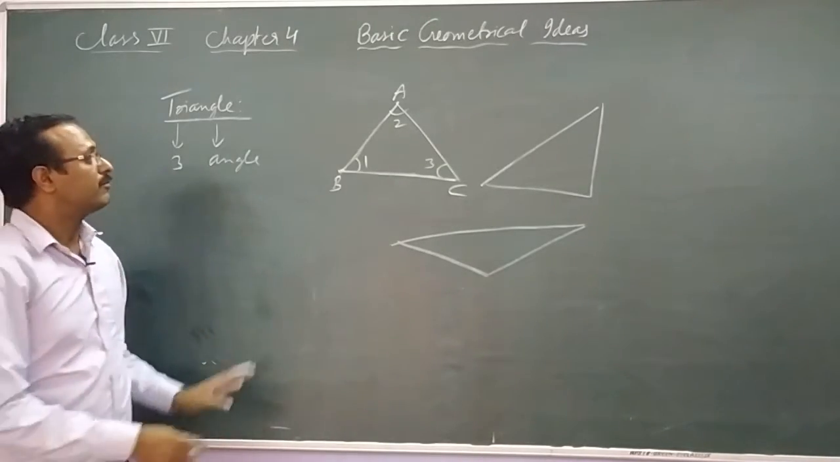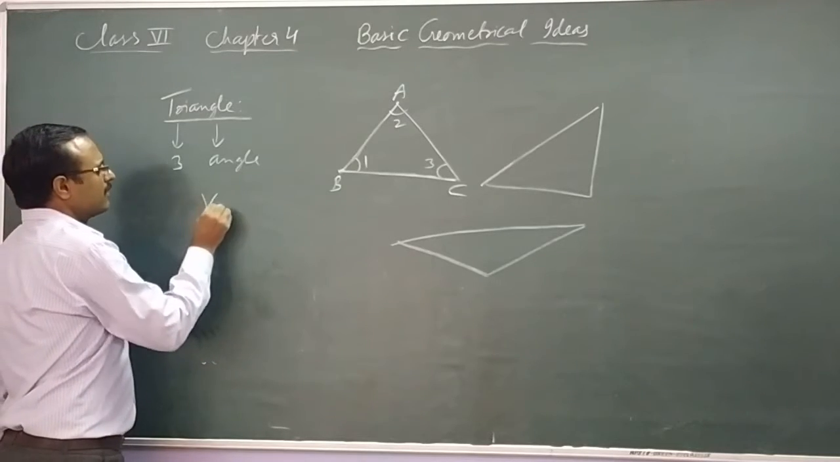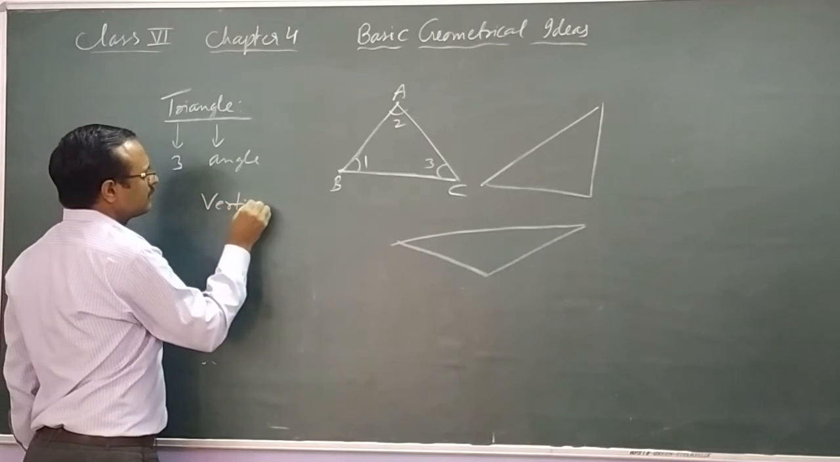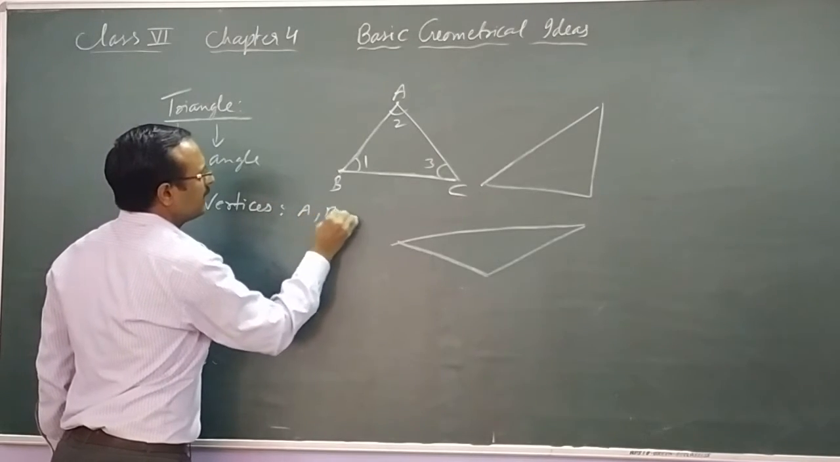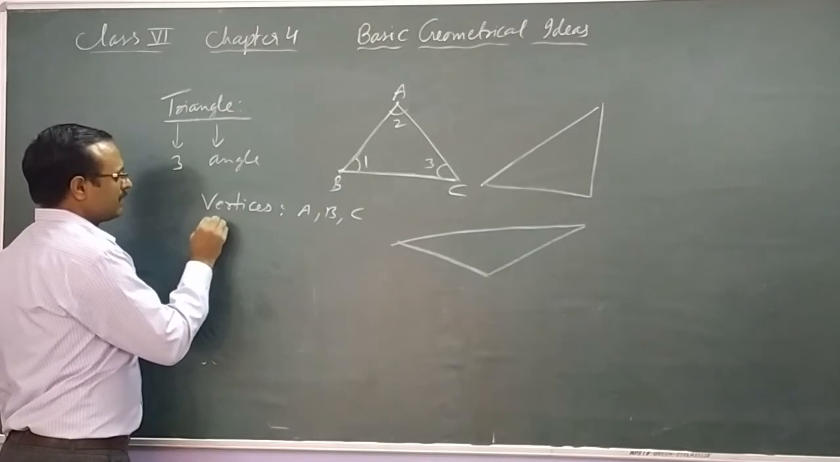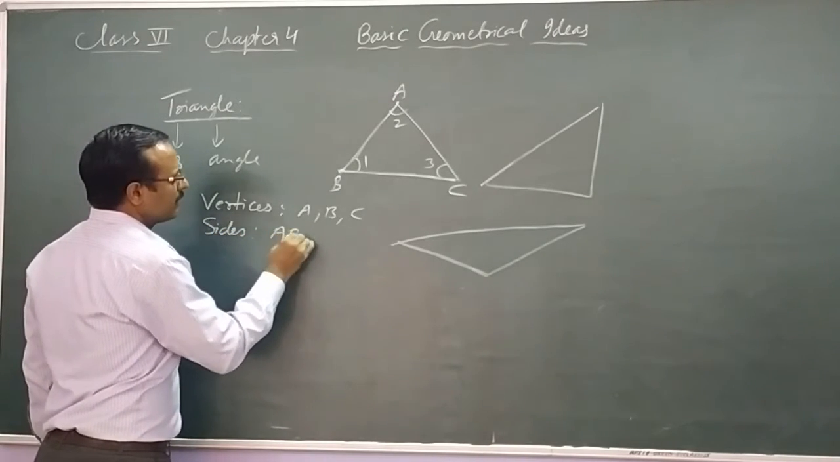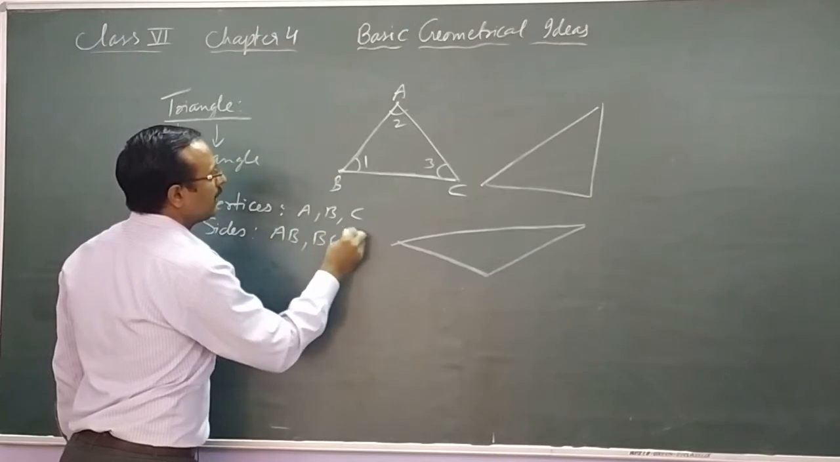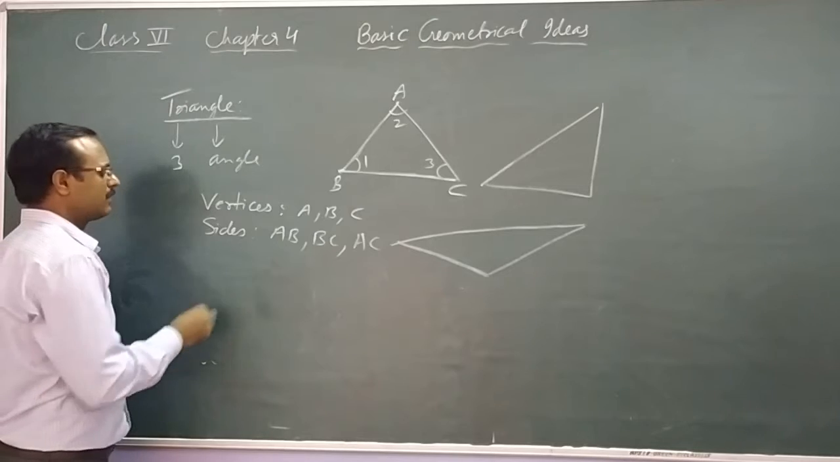So what are the three important components of a triangle? Vertices, which are A, B and C. Points A, B, C are the vertices. Sides: AB, BC and AC, these are called the sides of the triangle.